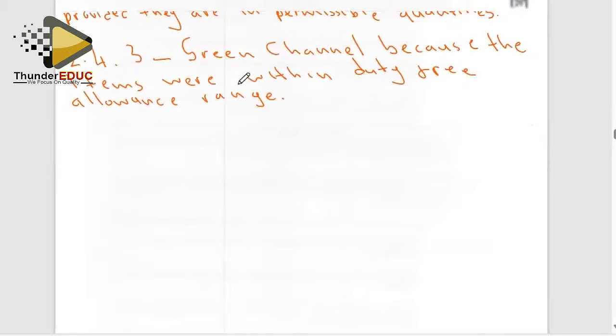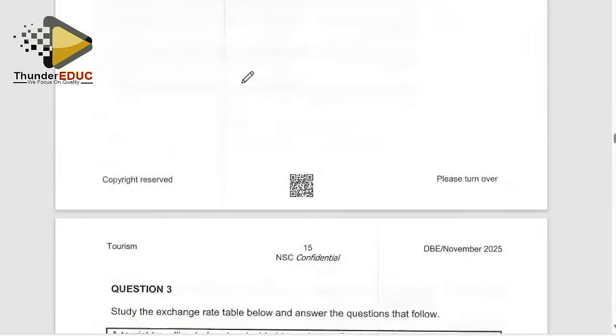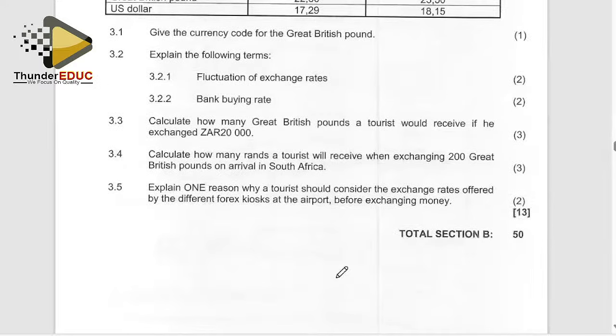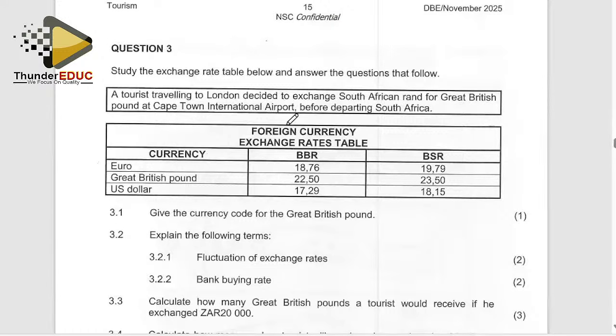All right, moving on to the next question. That is actually question 3 now. Moving on to question 3. For question 3, we do have a foreign currency table there. Study the exchange rates below and answer the questions that follow. A tourist traveling to London decided to exchange South African rand for Great British pounds at Cape Town International Airport before departing South Africa. So we do have a foreign currency exchange rates table.